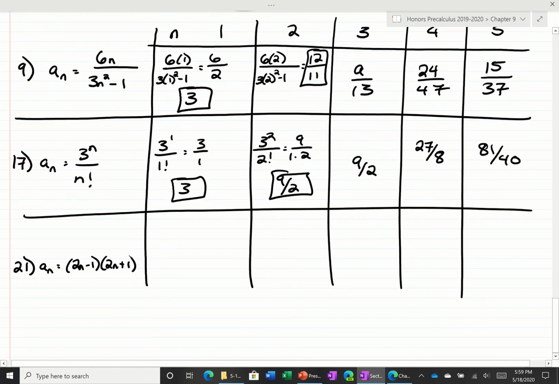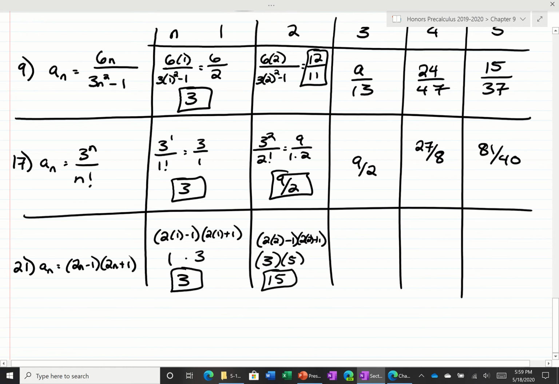For the second one, if n is 1, you would have 2 times 1 minus 1 times 2 times 1 plus 1, or 2 minus 1 times 2 plus 1 is 3. By the same token, for the second one, this would be 2 times 2 minus 1 times 2 times 2 plus 1. 4 minus 1 is 3. 4 plus 1 is 5. This is 15. All right, if we continue that out, we get 35, 63 and 99.